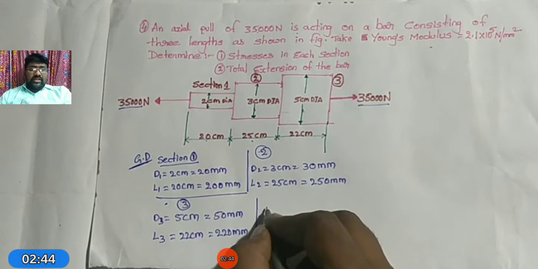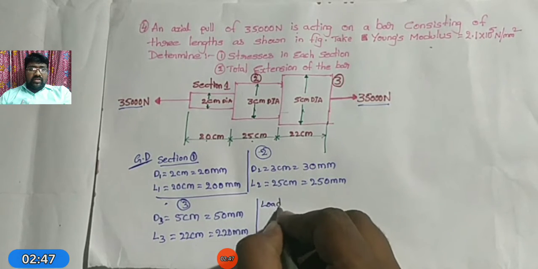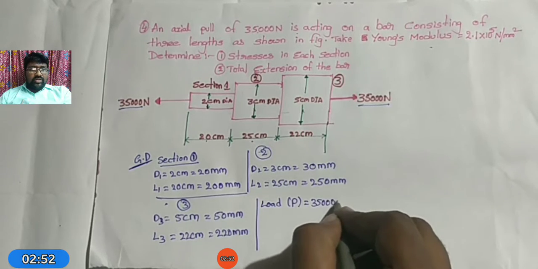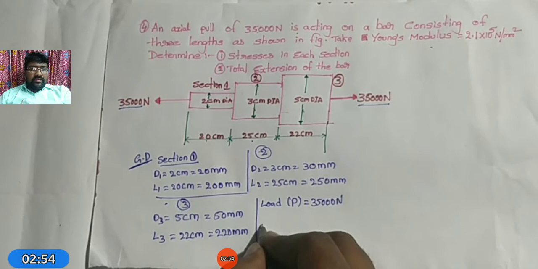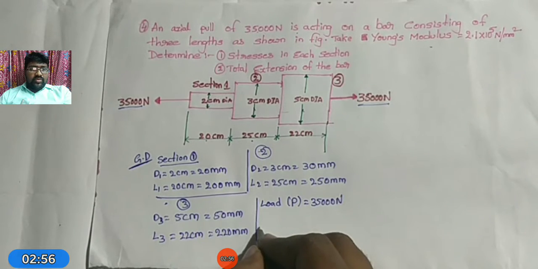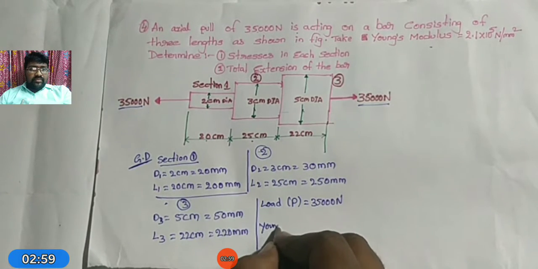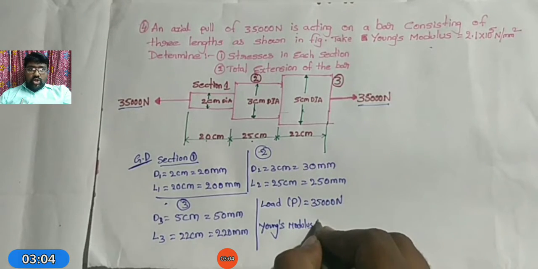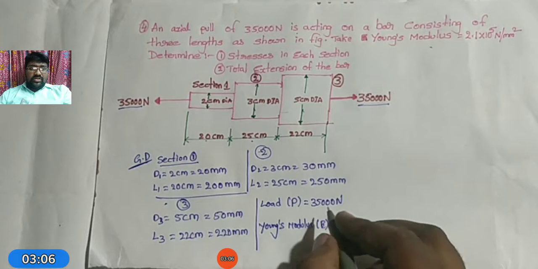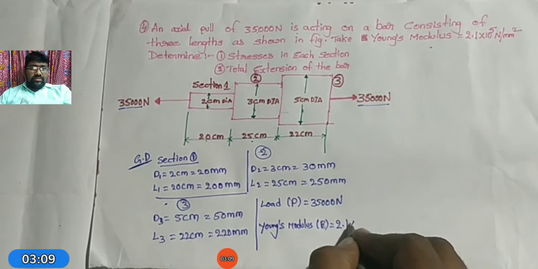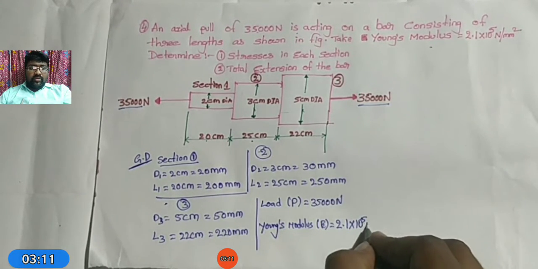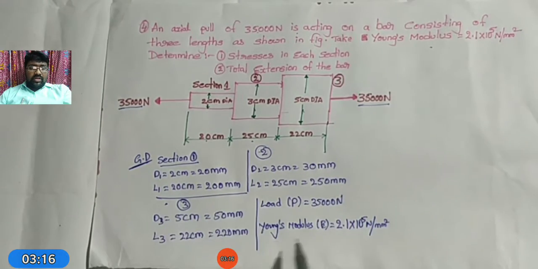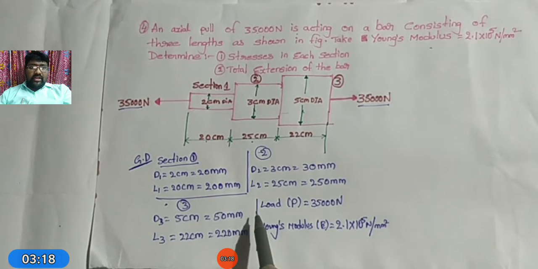Now, for all the sections, the load is common, that is 3500 newtons. Next, Young's modulus is also the same. It is denoted by capital E, that equals 2.1 into 10 power 5 Newton per millimeter square. These are all the given data.